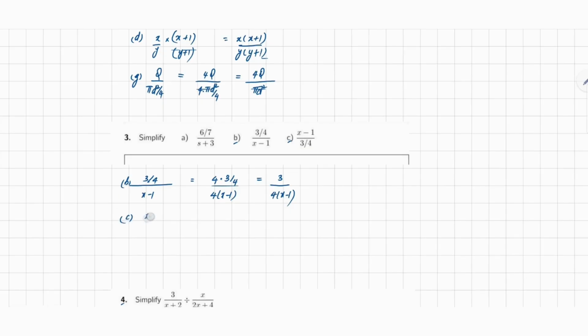The next question, we have (x minus 1) over 3 over 4. We can multiply the numerator and denominator with 4. 4 over 4 over here gives us 1, so that's 4 times (x minus 1) over 3.